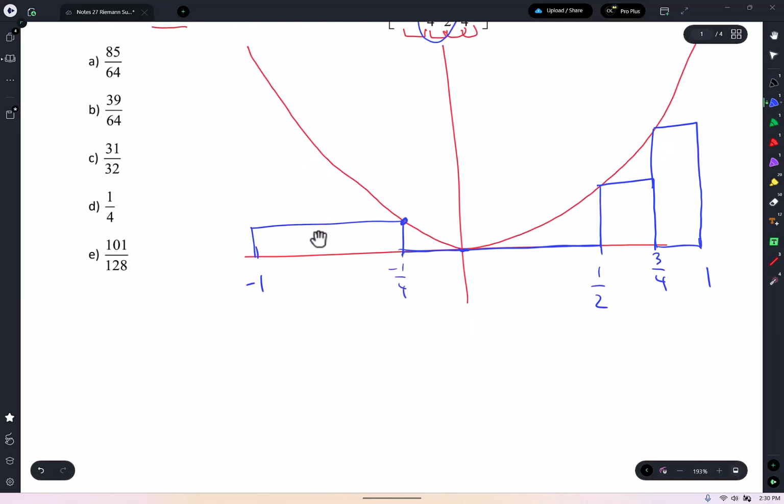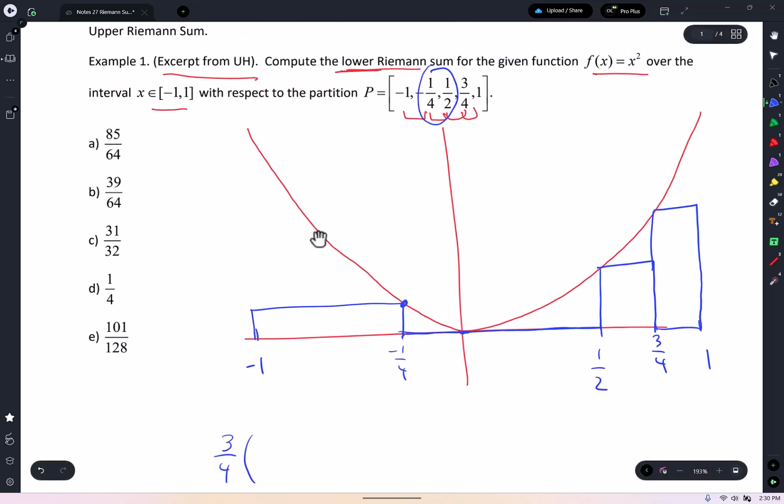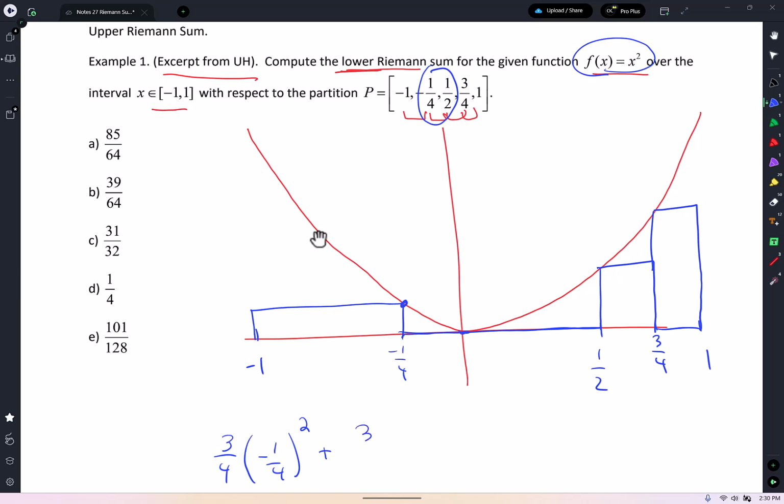All I'm doing is width times height. The difference between negative 1 and negative 1/4 is 3/4. So I write 3/4. And then the height is dictated by that negative 1/4 squared because it's a function f of x equals x squared. So negative 1/4 and I square it. I suppose you can take out the negative if you want, but I'm just being technical here. The next one, the distance between negative 1/4 and 1/2, and I know that's a 0, guys, but I just want to show it. That is 3/4, right? 50 cents plus 25 cents. And 0 squared. I know that's 0.